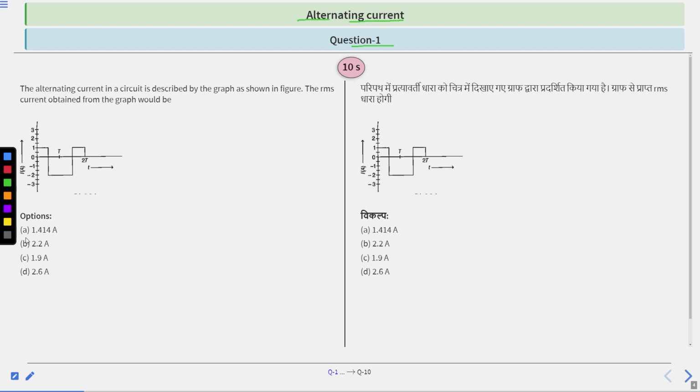Given options: option A is 1.414 ampere, option B 2.2 ampere, option C 1.9 ampere, and option D 2.6 ampere. So which option is correct? Option A, option B, option C, or option D? You have 10 seconds to solve this question. After 10 seconds, we will provide the solution of this question.